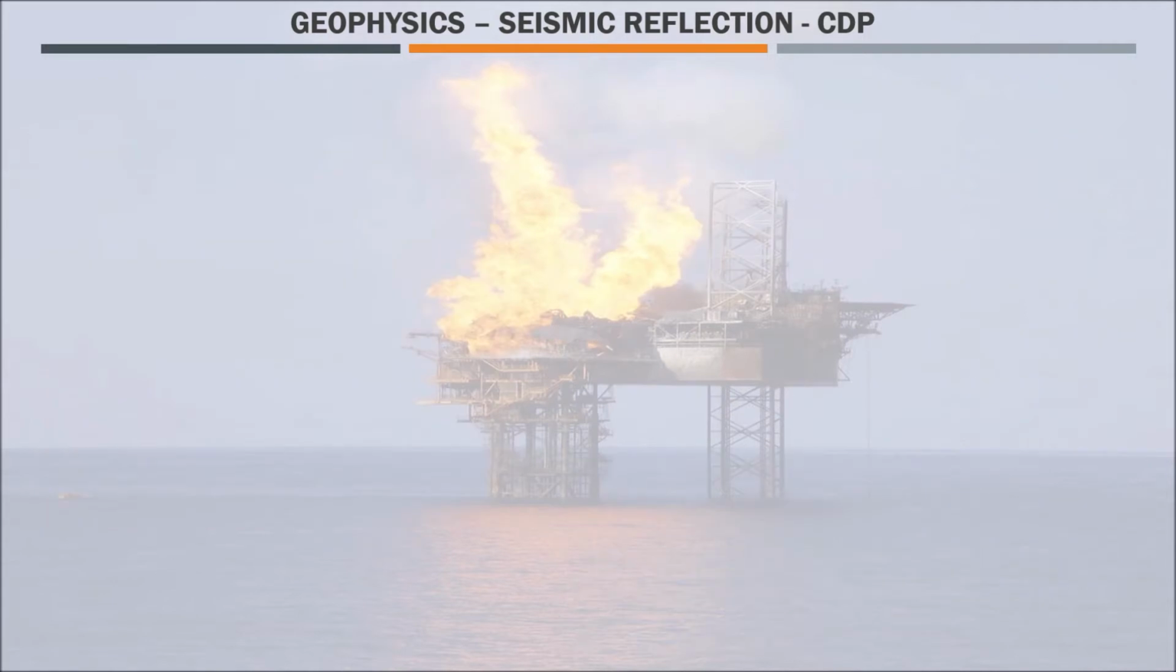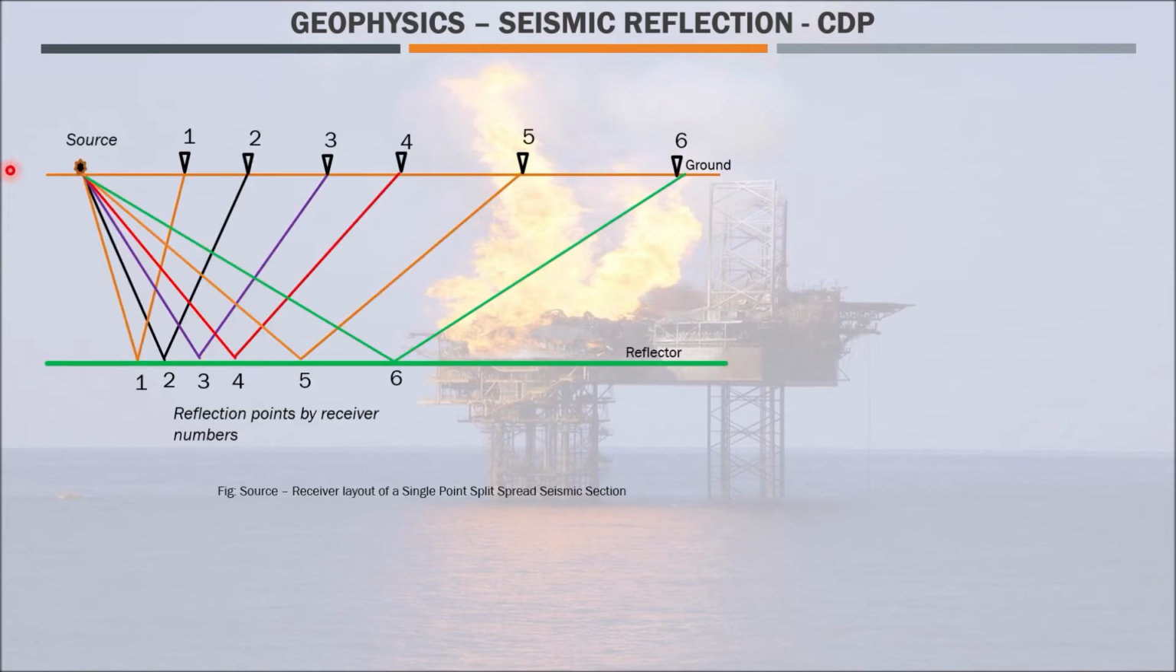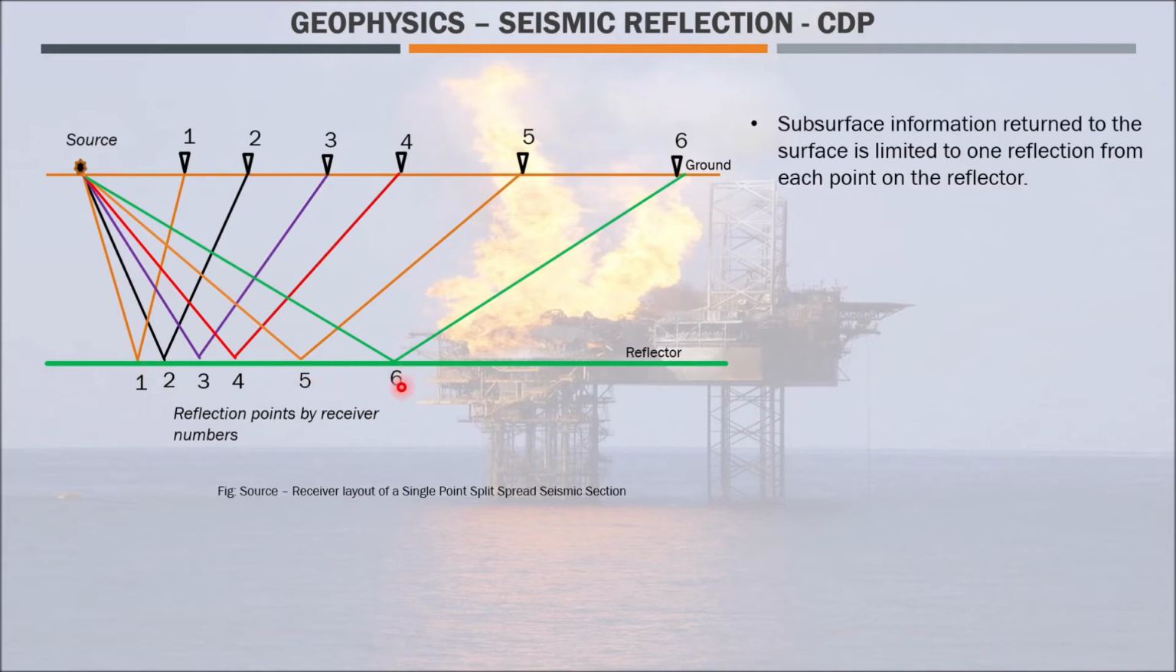We will discuss the common depth point method further. Now, this is a source receiver arrangement where you have a source on the ground, a number of receivers 1, 2, 3, 4, 5, and 6, and these are the reflection points 1, 2, 3, 4, 5, and 6. The point to note here is the subsurface information returned to the surface is limited to one reflection from each point on the reflector. As you can see, from point 1, there is only one reflection.